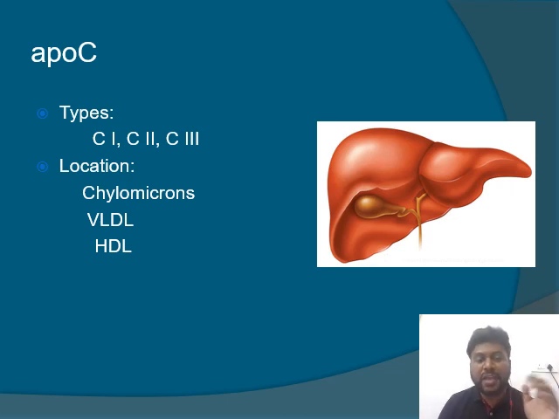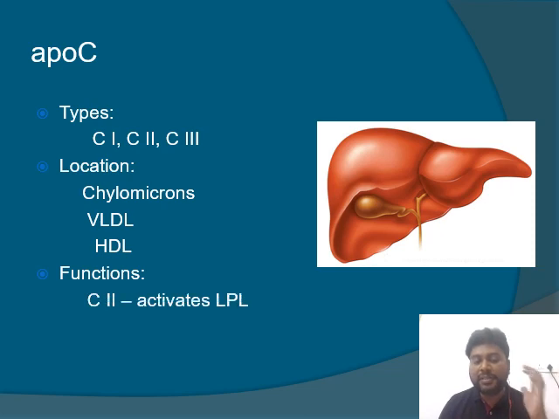Coming to the types, we have three different subtypes: C1, C2 and C3. But among these, the one which has a major function is ApoC2. What is its action? It activates the enzyme lipoprotein lipase, which is needed for triglyceride metabolism, for VLDL as well as chylomicron metabolism. So ApoA1 is needed for HDL metabolism, ApoB is needed for LDL metabolism, whereas ApoC is needed for chylomicron and VLDL metabolism.